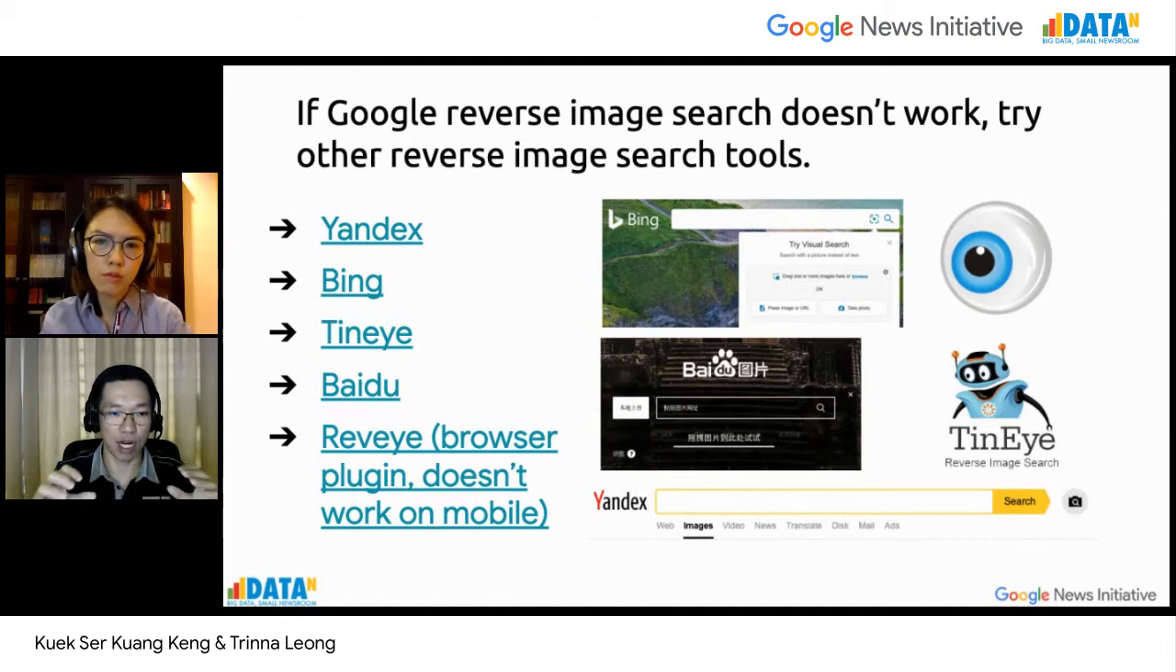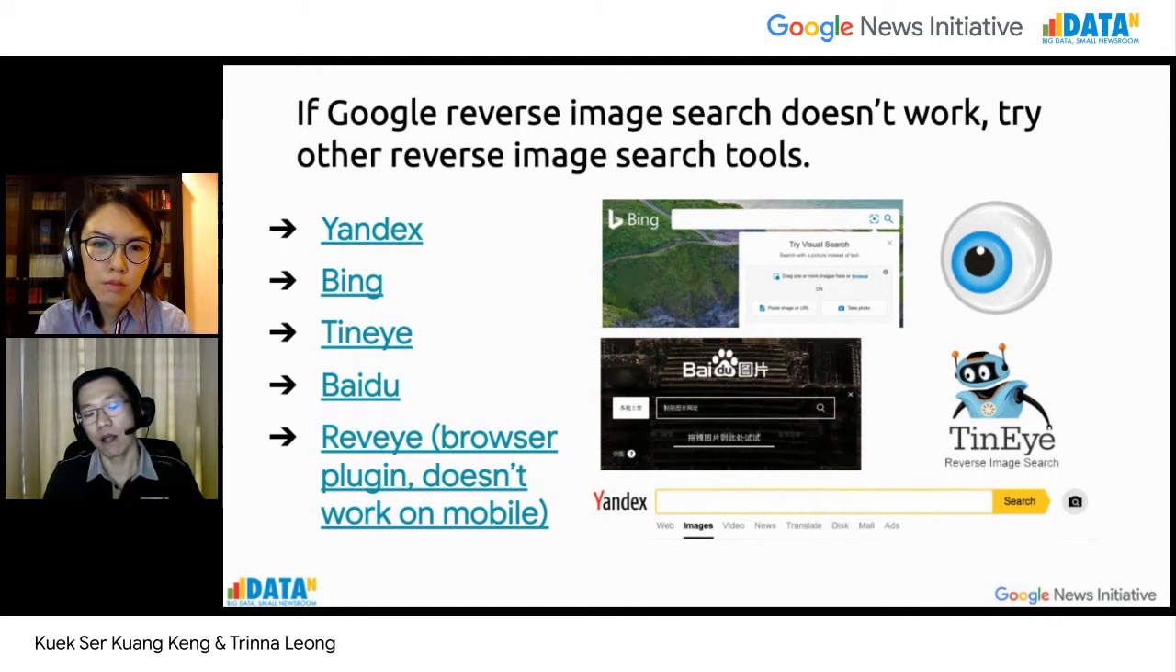RevEye is a browser plugin. If you install RevEye on your web browser, you are able to just right-click on the picture and click reverse image search. It will search your image on all 5 different platforms. It will open up Yandex, Google image search, Bing, TinEye, and Baidu, and search your image on all these platforms. So you're able to look at all the results on different search engines.